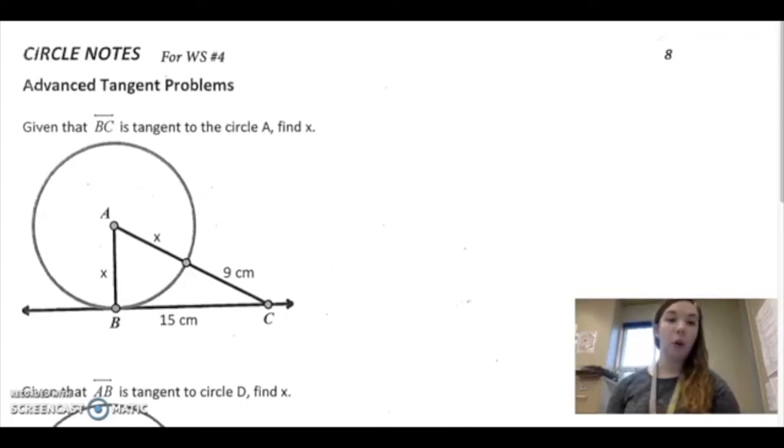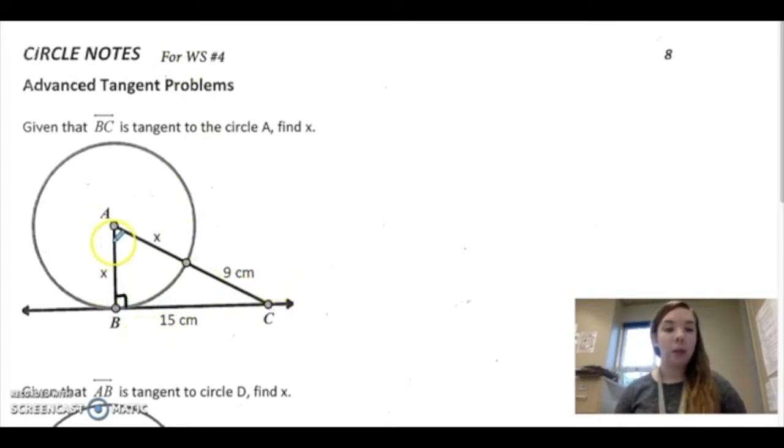We're going to keep going with some tangent problems that we've learned at the end of last week. We're just going to try some that are a little bit more challenging. So remember, if a line is tangent to a circle, then it's perpendicular to the radius. Okay, so that makes this a right triangle.